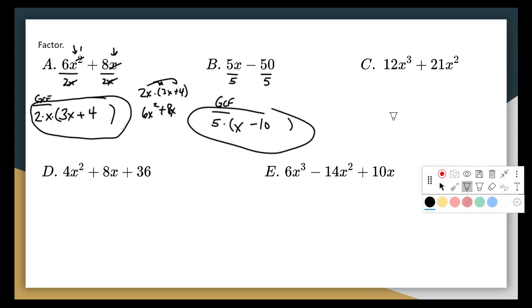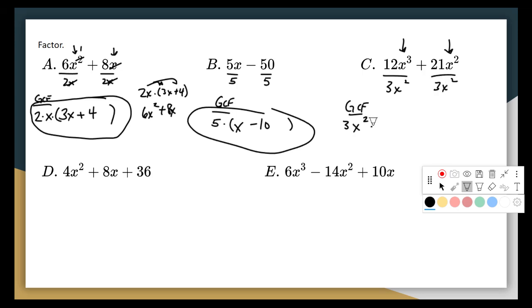All right, let's try letter C. Same idea. I'm talking about the 12 and the 21. Looking for the largest number that goes into both. And that would be 3. I have 3 powers of x, x to the third, 2 powers of x. The smaller is x to the second, 2 powers of x. I could take out 2 powers of x.